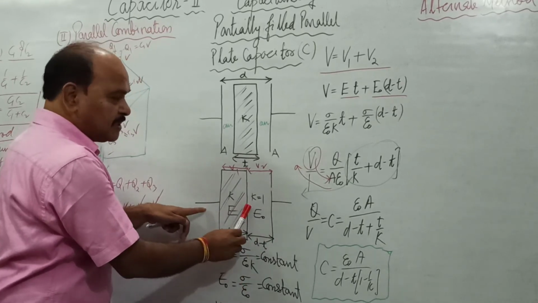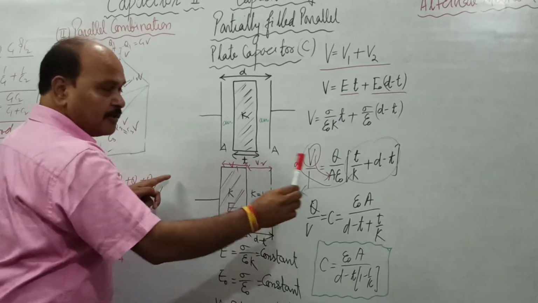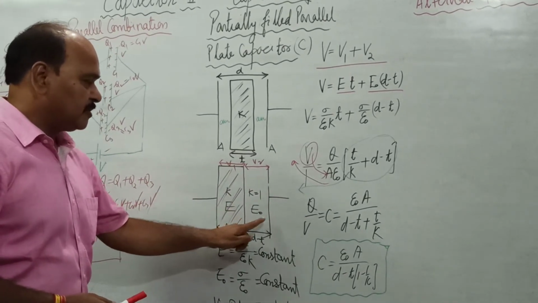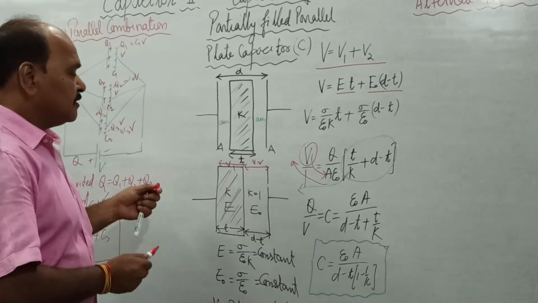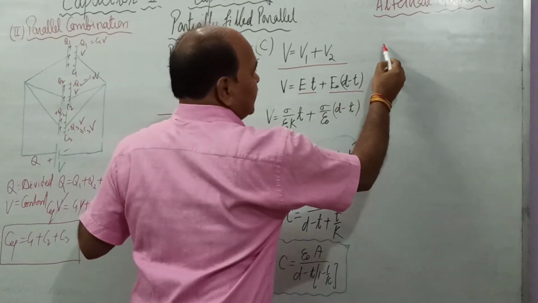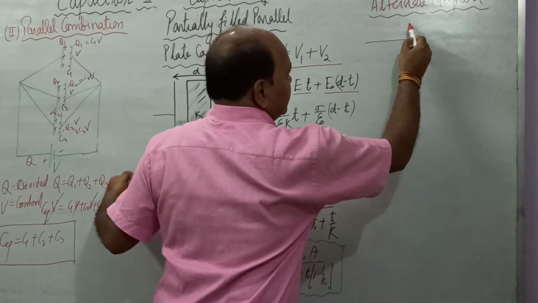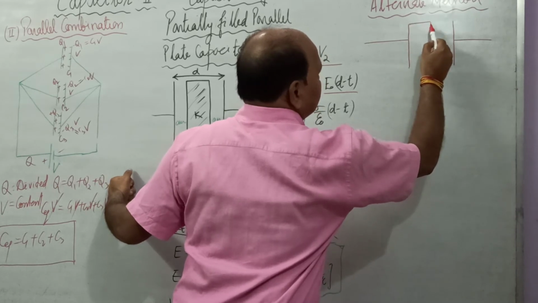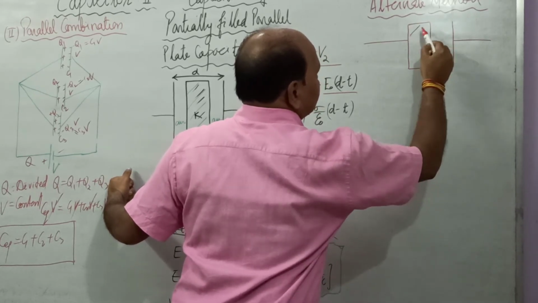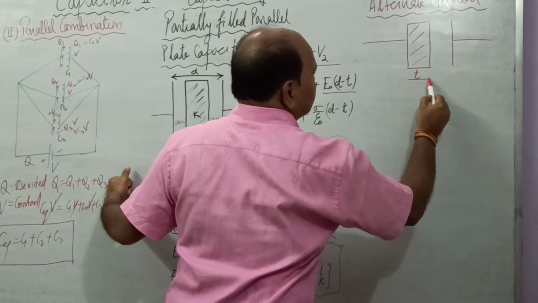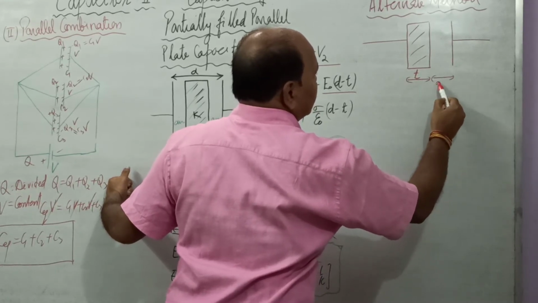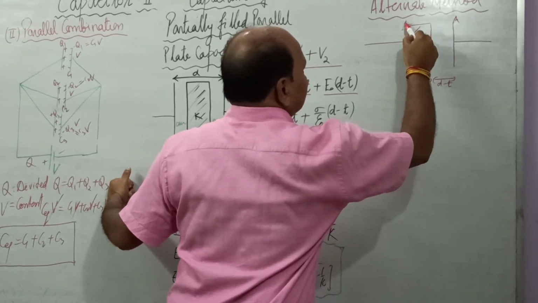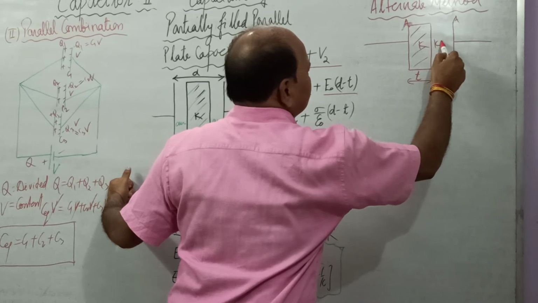So from here to here is a capacitor. We can break it down into two capacitors connected in series. One capacitor from here to here, another capacitor from here to here. See, this was the capacitor. This part is filled with dielectric. Remember, this is t, and this distance is d minus t. Surface area of the plate is A. Here dielectric is K, and here K is equal to 1.